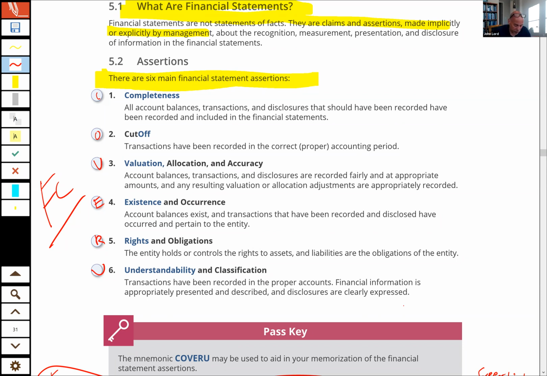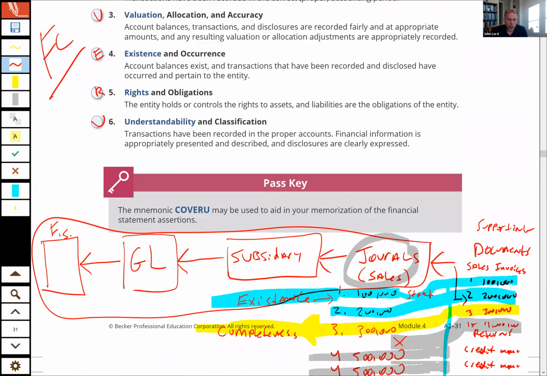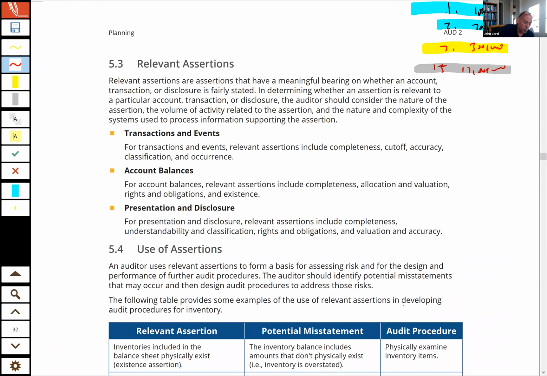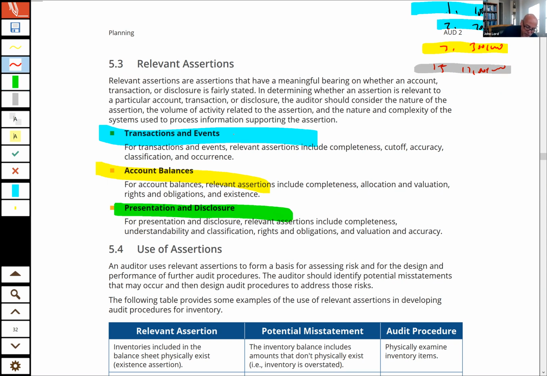Now, we have to flashcard the procedures, the assertions, we have to know what they are, but we also need to know what category these assertions fall into. So we have 3 categories: transactions and events, account balances, and presentation and disclosure. Now, transactions and events generally deal with the current year.